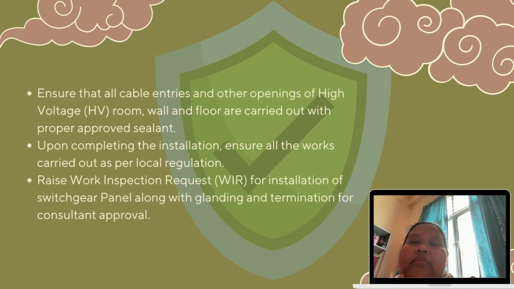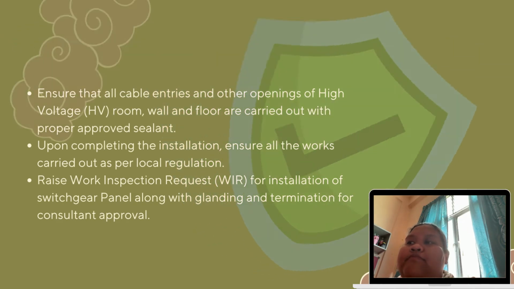Ensure that all cable entries and other openings of the HV room, wall and floor are sealed with proper approved sealant. Upon completing the installation, ensure that all the works are carried out as per local regulation. Raise a WIR for installation of switchgear panel along with glanding and termination for consultant approval.